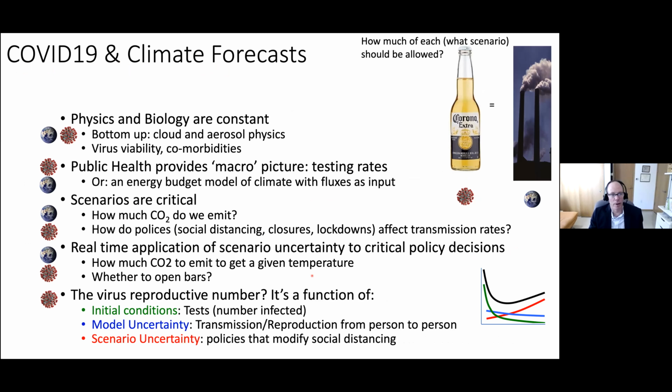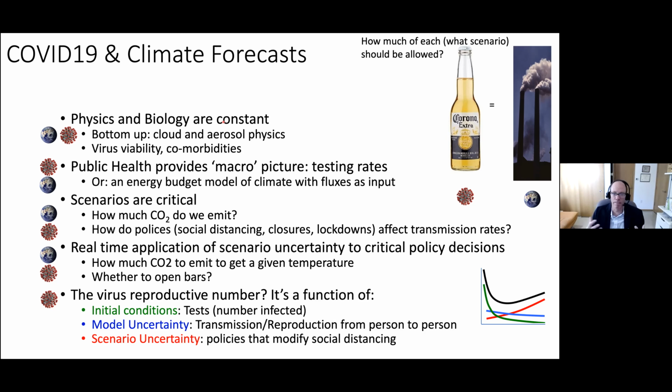So let's finish up and try to bring all this together. The goal is to understand, for the different scenarios, how much pollution we should be allowed or how much social interaction we should be allowed that might spread the virus. So the physics and biology are constant. We have a bottom-up cloud and aerosol physics for both looking at viruses and looking at climate change. And for viruses, we also have the viability and the comorbidities that result in understanding public health outcomes.